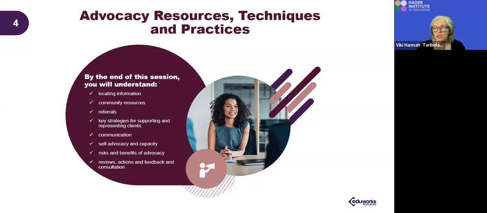So this unit is purely to be able to give you the confidence that you've got a good understanding around when would I be the advocate and when might I be the support worker, and those two things are different. So we would review any of the actions and the feedback, and we would have a consultation with those key people in our client's life.